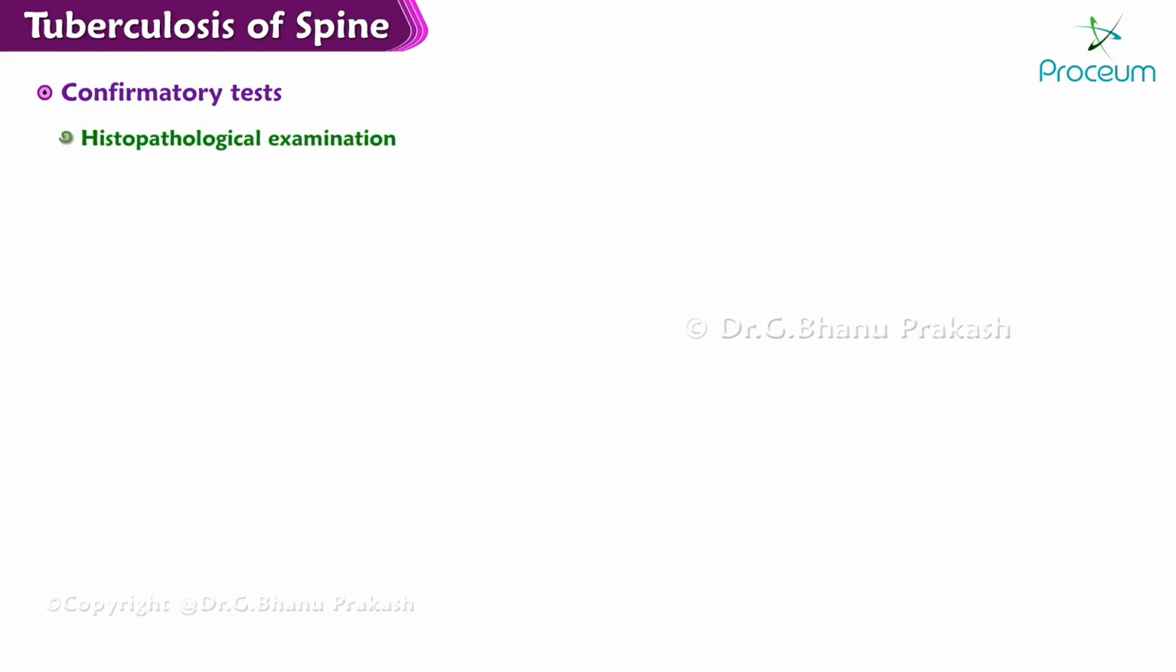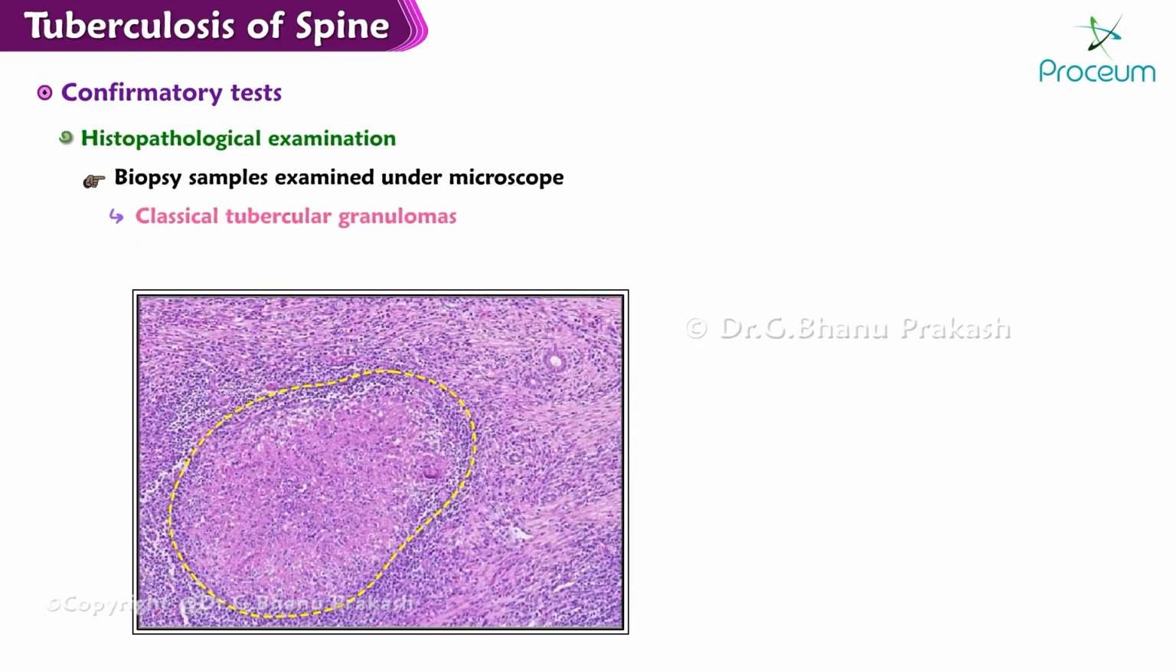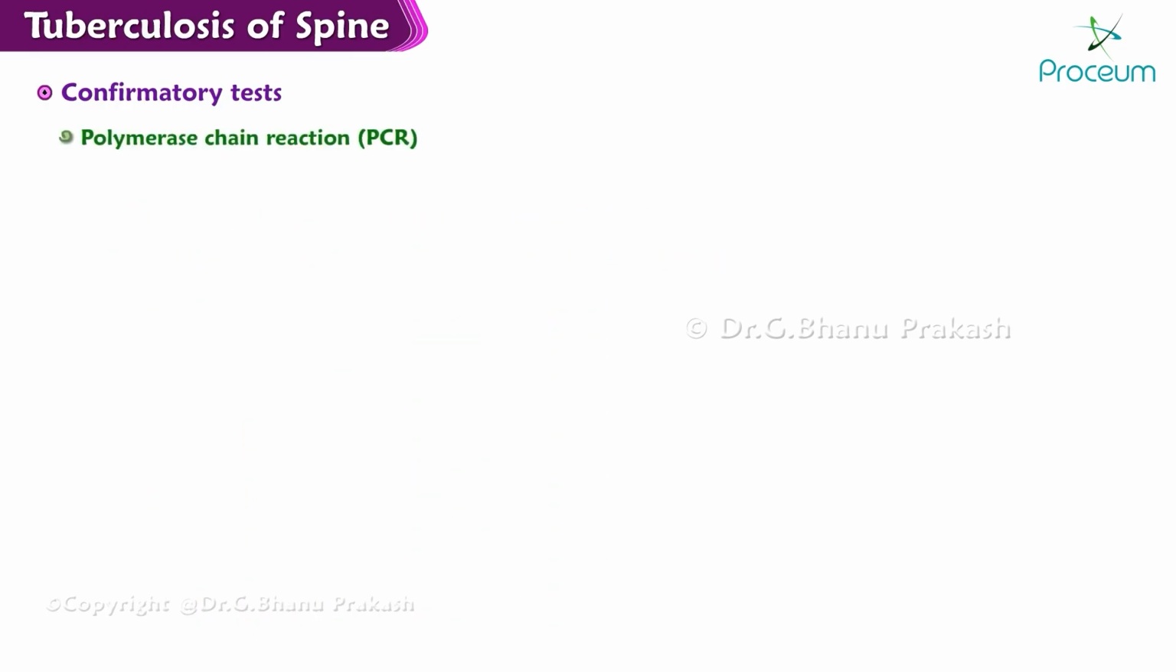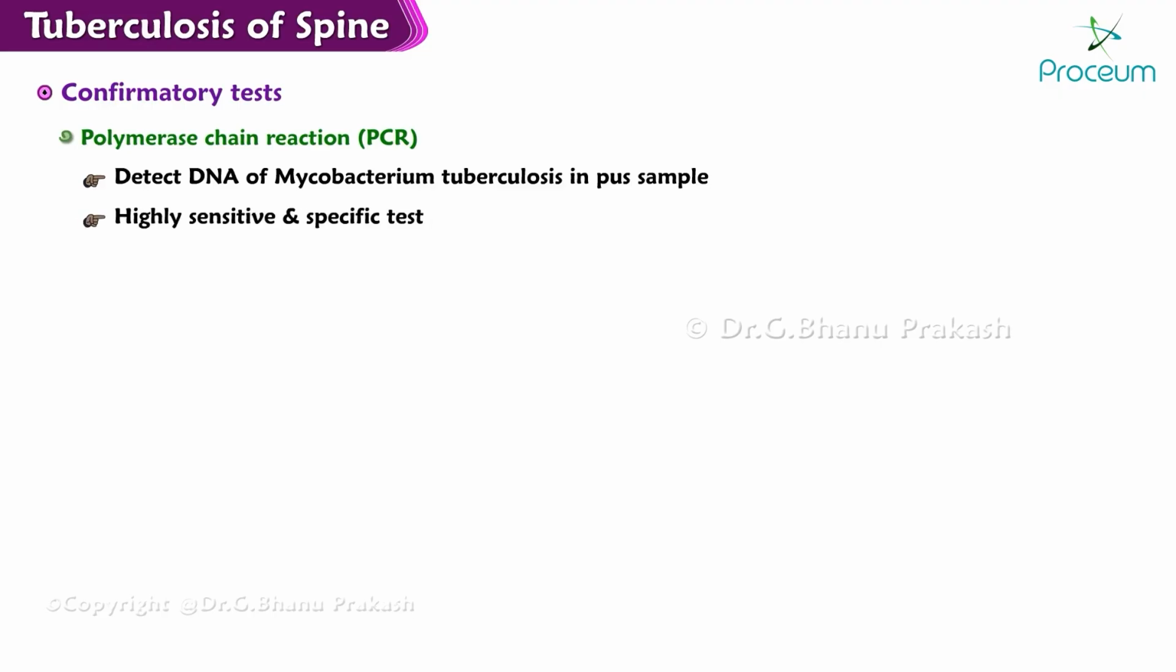Histopathological examination. Biopsy samples are examined under a microscope to look for classical tubercular granulomas, which are characteristic of tuberculosis. The presence of granulomas with caseating necrosis supports the diagnosis of tuberculosis. Polymerase chain reaction. Polymerase chain reaction testing can detect the DNA of Mycobacterium tuberculosis in the pus sample. It's a highly sensitive and specific test, providing rapid confirmation of tuberculosis infection.